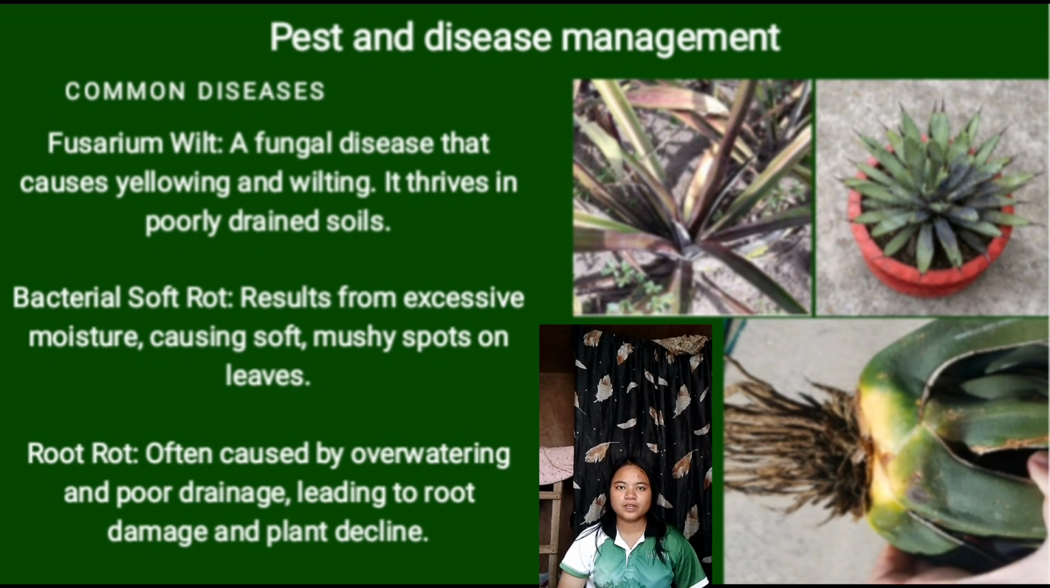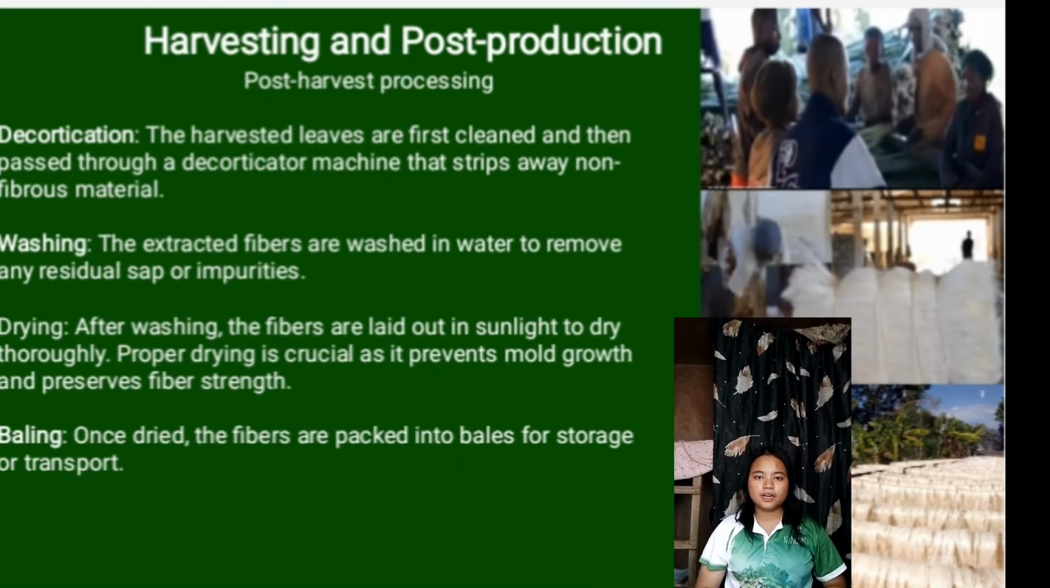It thrives in poorly drained soils. Then bacterial soft rot. This disease is caused by excessive moisture, causing soft, mushy spots on leaves. Then the root rot, often caused by overwatering and poor drainage, leading to root damage and plant decline. For harvesting and post-production, this is the harvesting process of agave plants.